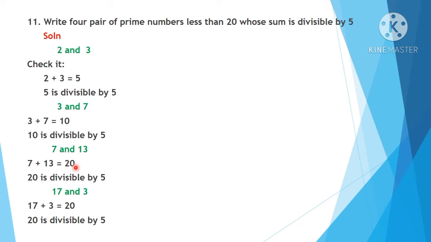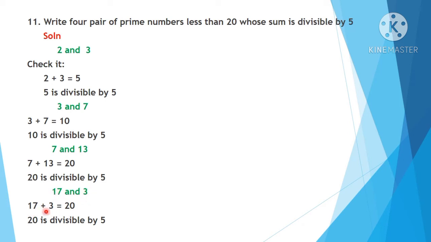Okay, the next I have written 17 and 3. 17 is a prime number and 3 is also a prime number. Add and see. 17 plus 3, you are getting the answer 20. So 20 is also divisible by 5. So what are the 4 pairs I have taken? 2 and 3, 3 and 7, 7 and 13, and 17 and 3.